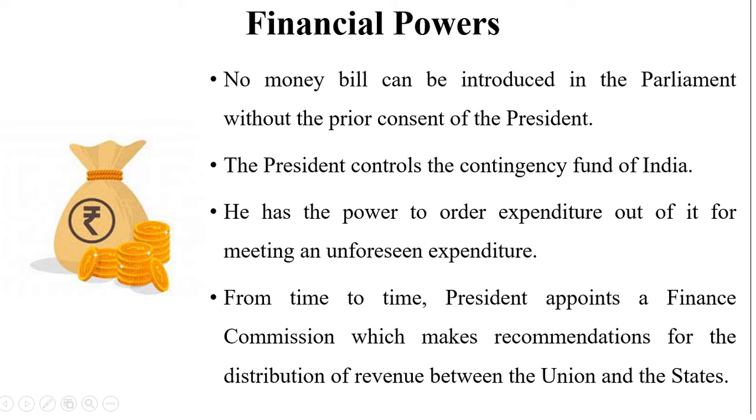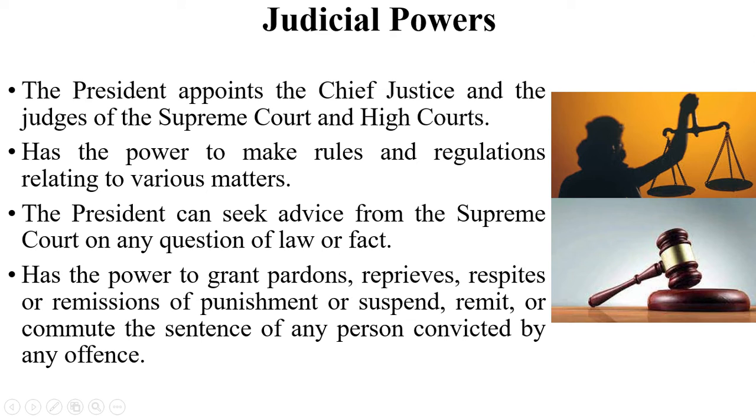The financial powers of the President include the following. The President controls the Contingency Fund of India. He has the power to order expenditure out of it for meeting an unforeseen expenditure. As we discussed earlier, no money bill can be introduced in the Parliament without the prior consent of the President. The President appoints the Finance Commission, which makes recommendations for the distribution of the revenue between the Union and the states. The President appoints the Chief Justice and the judges of the Supreme Court and the High Courts.